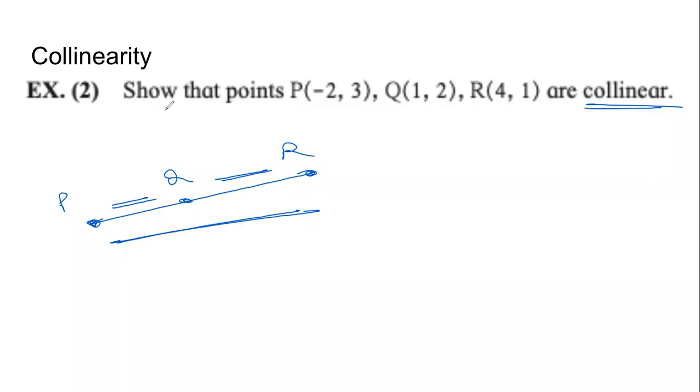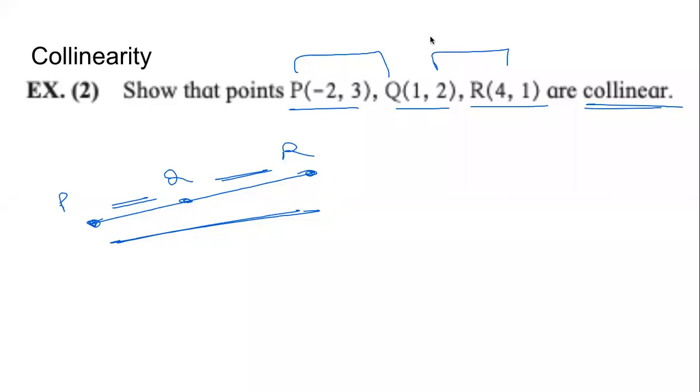So if we have to show that P, Q, R are collinear, all we have to do is find the slope of PQ, find the slope of QR, and see if they are the same or not. If they are the same, they are collinear. If they are not the same, they are not collinear.